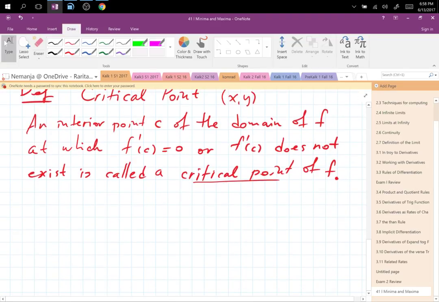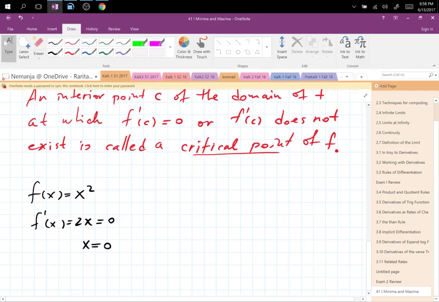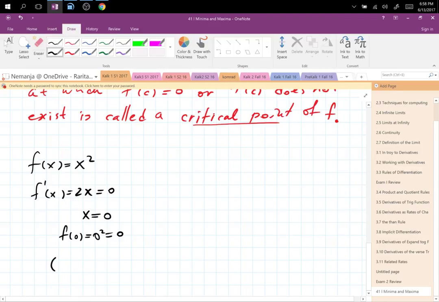So I will give you immediately a few examples. Say f of x is equal to x squared. You are going to differentiate this and get 2x, set it equal to 0. You get x equals 0. And if you plug 0 into the original problem, you get 0. So (0, 0), there it is, a critical point. Obviously, this is a very simple example. We'll take a look at some spicier cases.